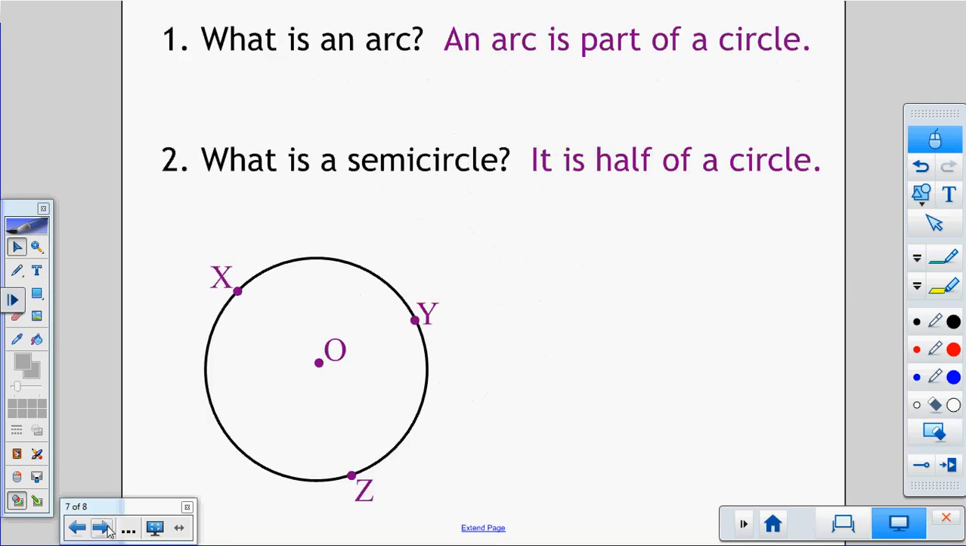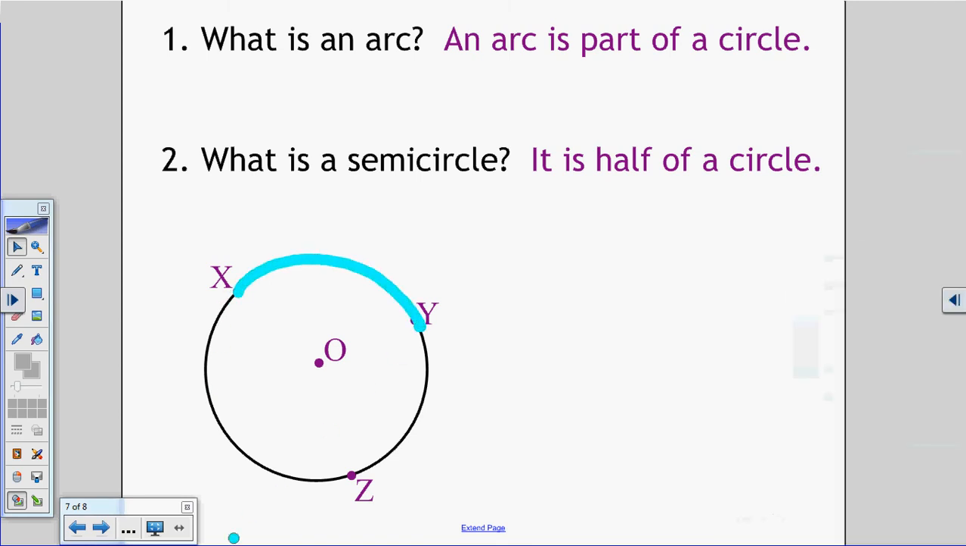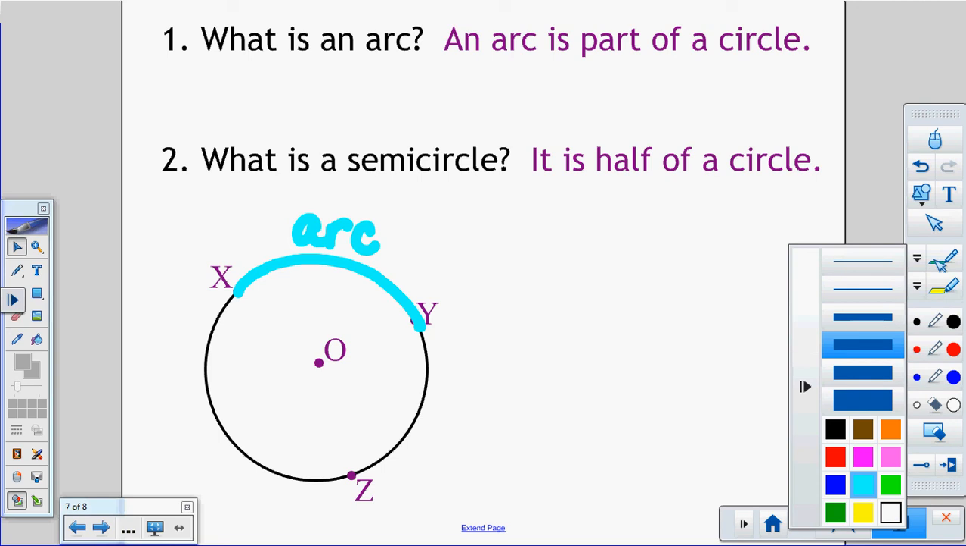Okay, so what is an arc? Now, an arc is a part of a circle, and it goes around the outside edge. So if I said from X to Y, this would be an arc. So add that to your circle. It goes around the outside edge, and I think everybody can kind of get that because whenever you hear the word arc, you kind of think of an arch maybe. So it's very similar.